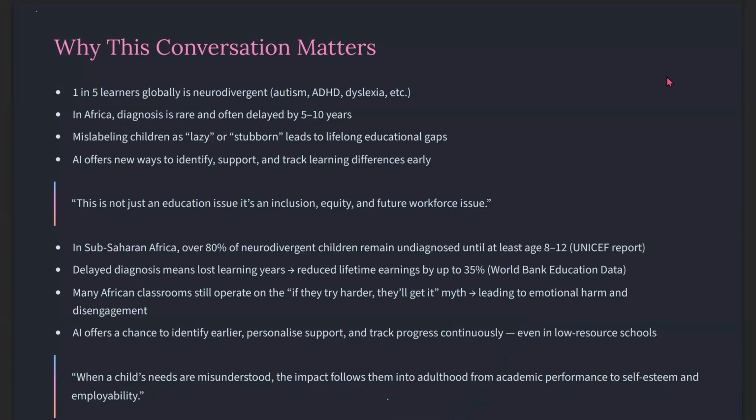So yes, it does. Now I'll be backing it up with the data. The data says 1 out of 5 learners globally is neurodivergent. This is data from UNICEF, WHO, and even World Bank reports. Which means in the classroom, every learner does not learn at the same pace. Trust me, they don't. We've seen different people that are autistic, they have ADHD, they have dyslexia.